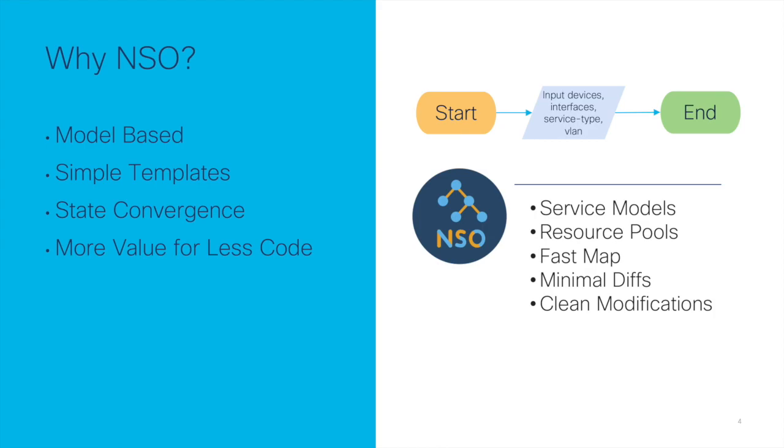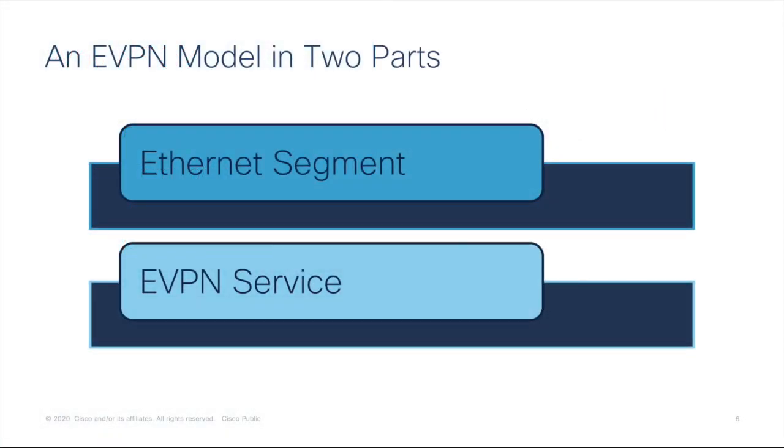First, NSO is completely model-based, providing a simple way to create high-level abstractions for complex end-to-end configurations. Second, NSO provides state convergence, ensuring that configurations can be updated and deleted with minimal diffs across the network. The NSO EVPN model that I'm demonstrating today has two parts: Ethernet segments and EVPN services, both of which can be managed independently. For example, you can add or delete interfaces from a given Ethernet segment or change the load balancing type without changing the configuration of a service that uses that Ethernet segment. NSO takes care of the details for you.